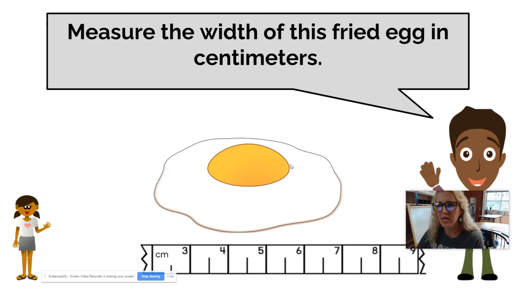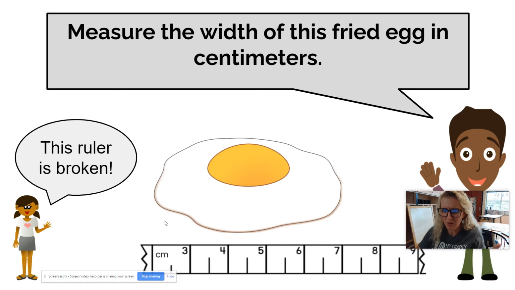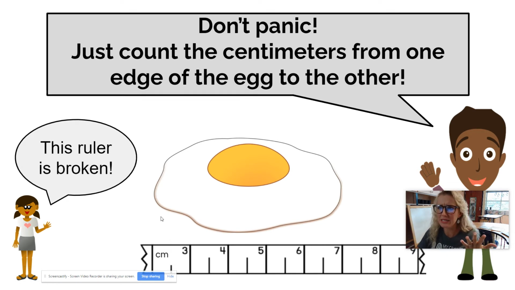Excuse me. Now, we want to measure the width of this fried egg. Why? I'm not sure. In centimeters. Oh my gosh. Where's the 0? How do we do this without a 0? Miss Claire just said line it up with a 0. And it's broken. I can't do it. Okay. Wait a minute. Don't panic.